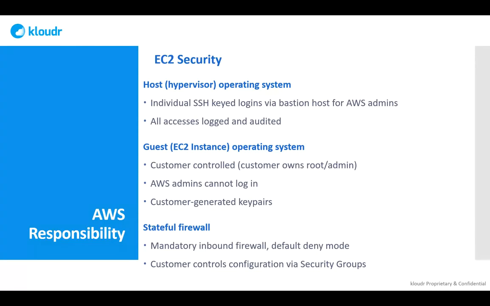The access will be strictly controlled by you as a customer, using your own root account on the console and using customer-generated key pairs. And by default, when you create an EC2 instance, all inbound traffic will be blocked and you allow ports as needed via the security groups, which are the firewall rules of your EC2 instance on the management console.